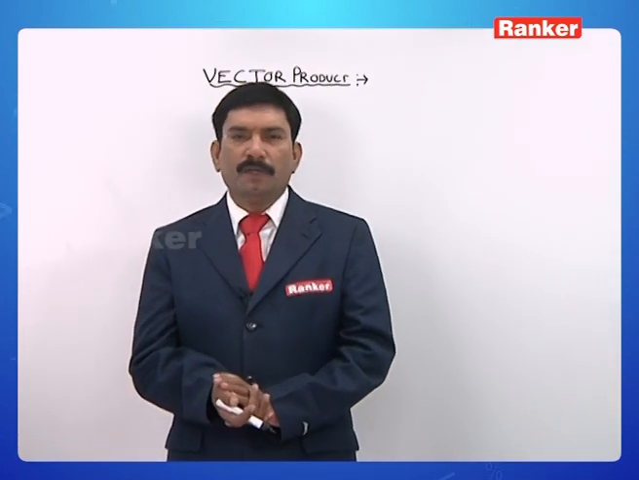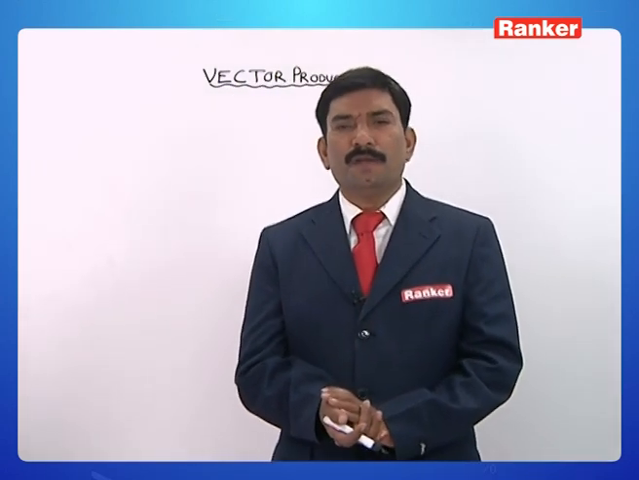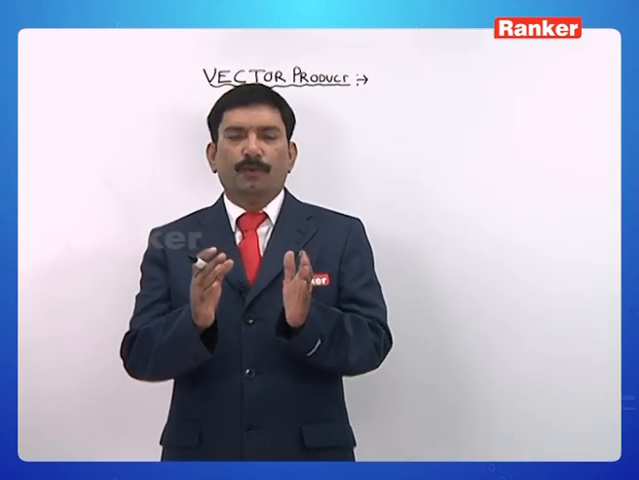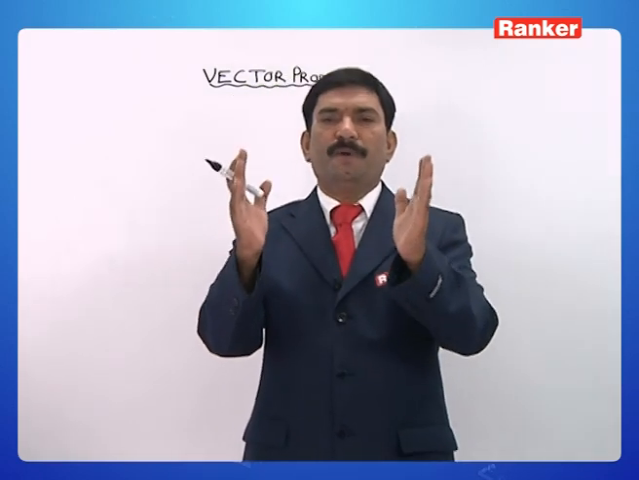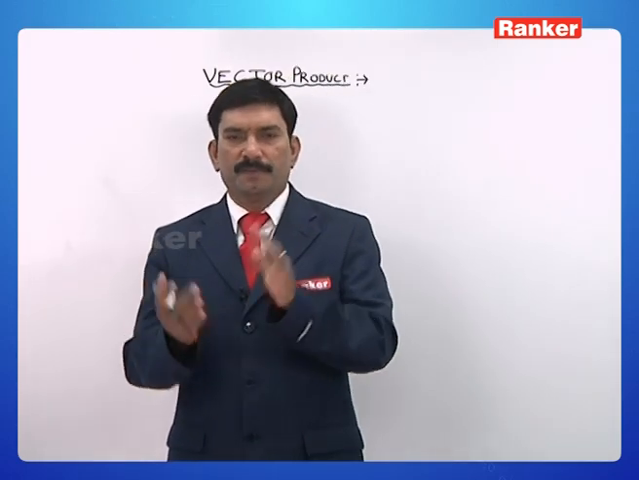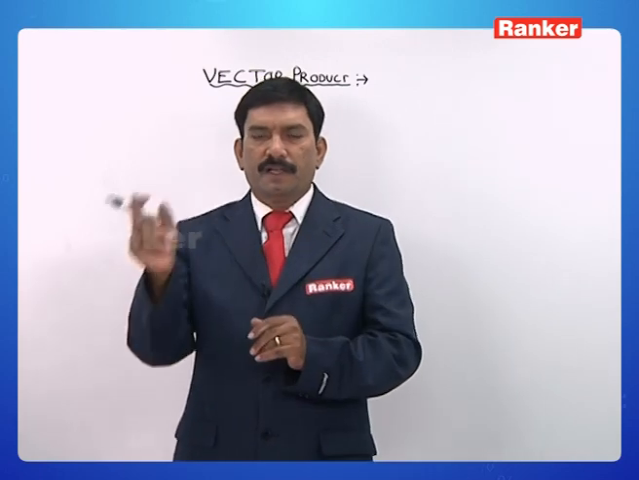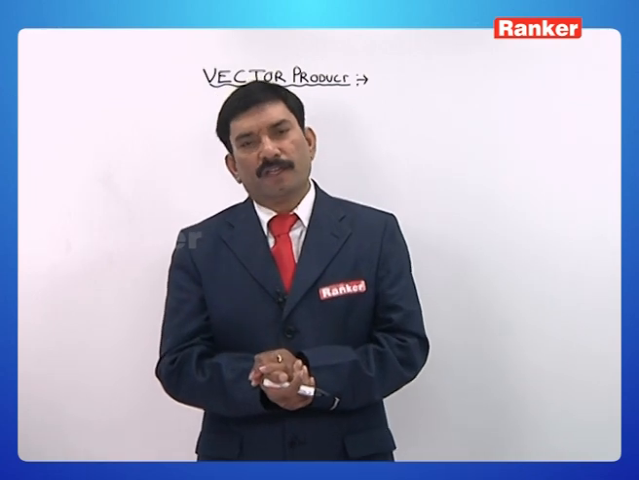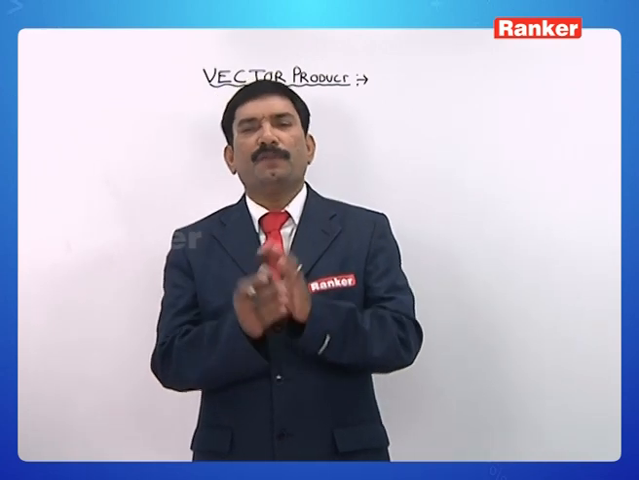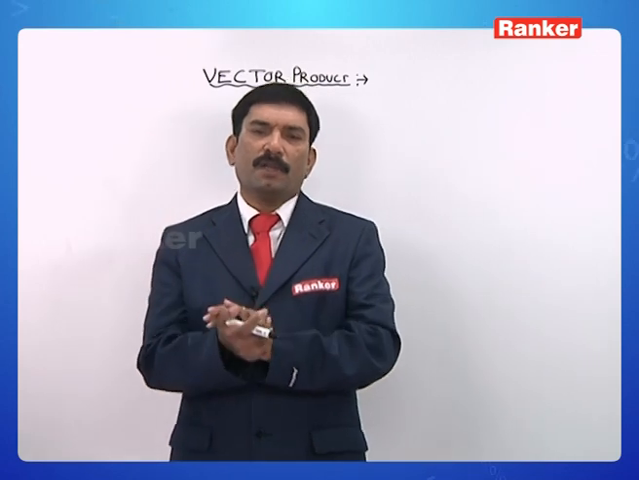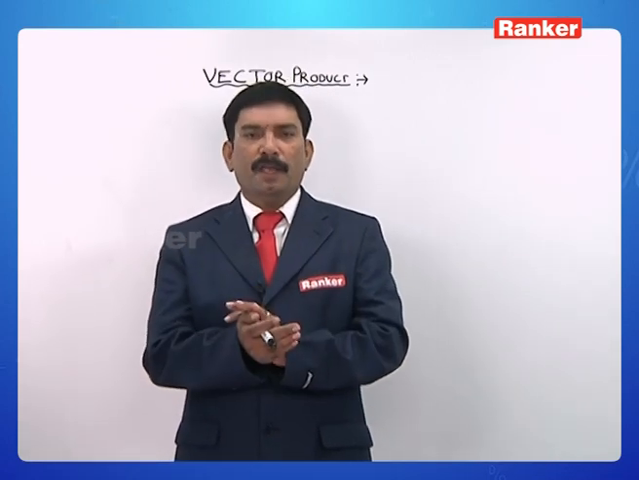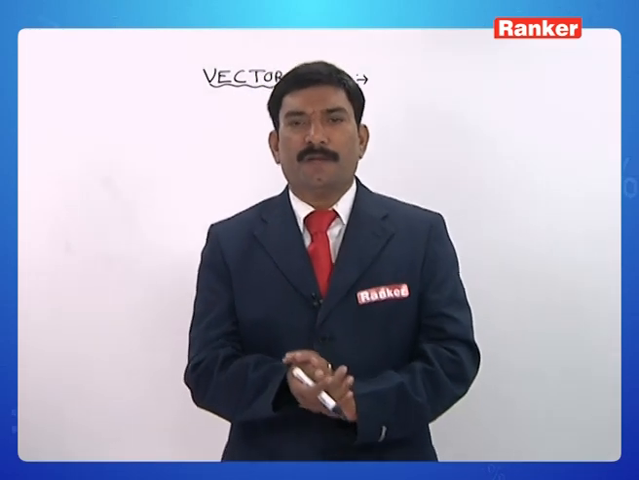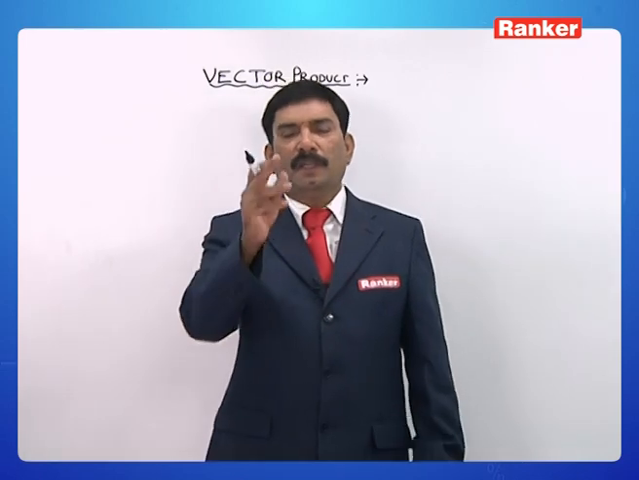Now, after knowing A cross B is equal to mod A into mod B into sin theta into n cap, A cross B is a vector whose magnitude is a product of three positive real numbers, that is mod A, mod B, sin theta, into n cap. Why n cap? You know already, the direction of A cross B is always along n cap. Therefore, A cross B is always parallel or collinear with n cap.